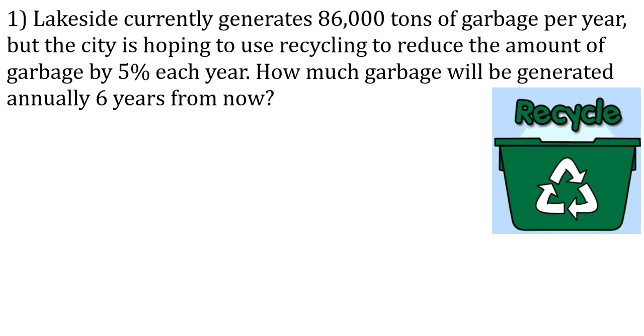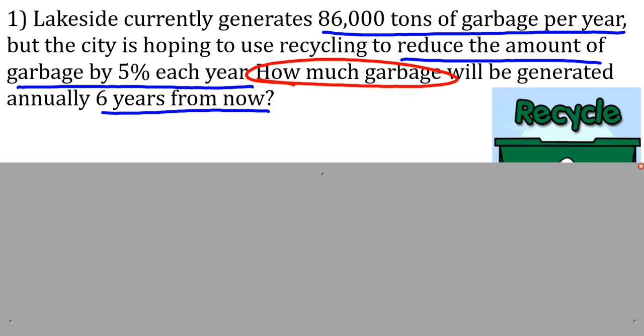If we take a look at our first example here, Lakeside currently generates 86,000 tons of garbage per year, but the city is hoping to use recycling to reduce the amount of garbage by 5% each year. How much garbage will be generated annually 6 years from now? Well, what do we know? They're generating 86,000 tons of garbage per year. They're hoping to reduce it by 5%. So we should have a decreasing situation going on here. And we're doing this for 6 years from now. Again, we underline what we know and we circle what we want to know.